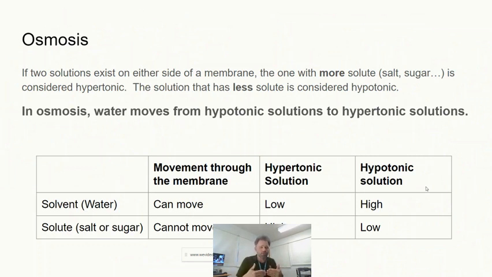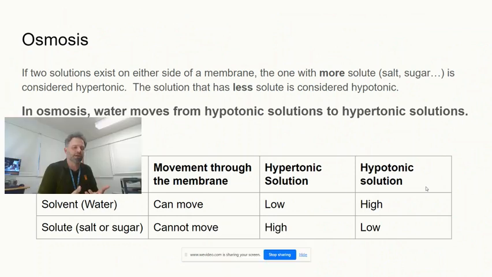So this table, on the bottom, shows where this is really confusing for students. Students always want to go from high to low, and they forget what we're talking about. So water moves from high to low in osmosis, which means it's moving from high water to low water, which is a hypertonic solution, which is high sugar, low water, to hypotonic solution, which is low salt and sugar, high water. And so that's where things really start to get confusing.